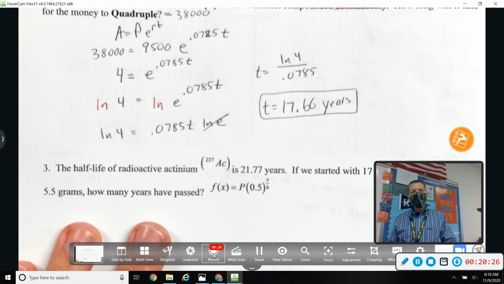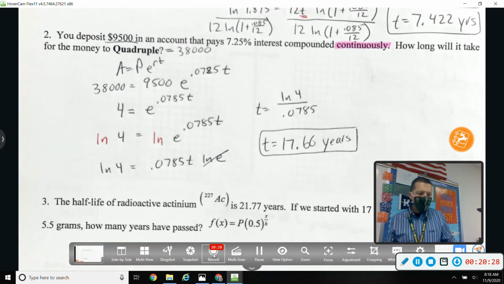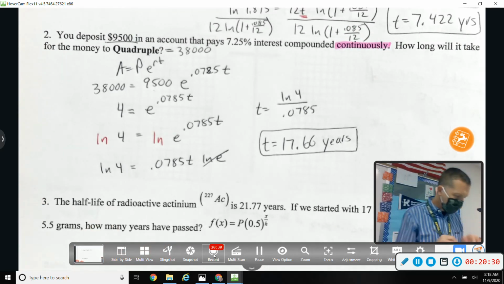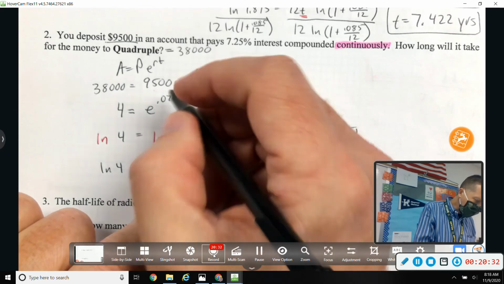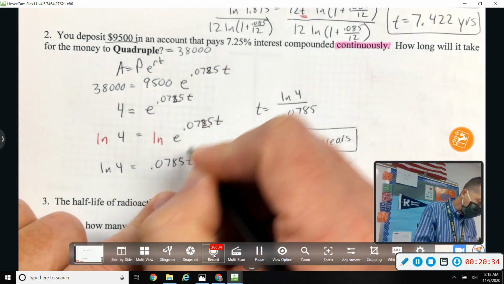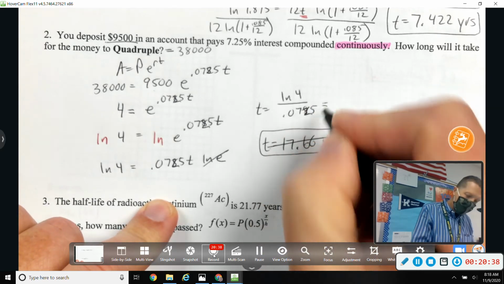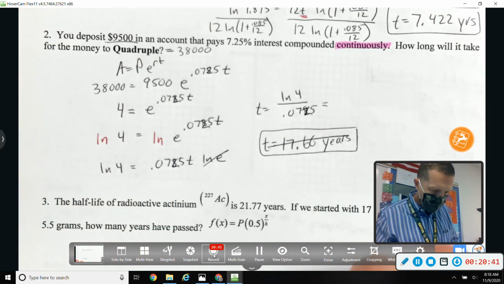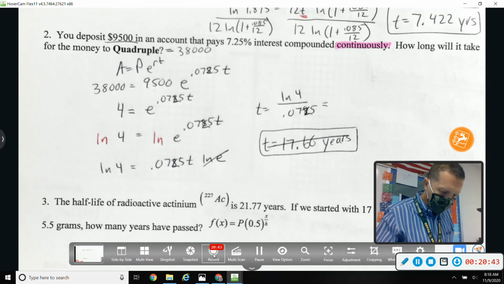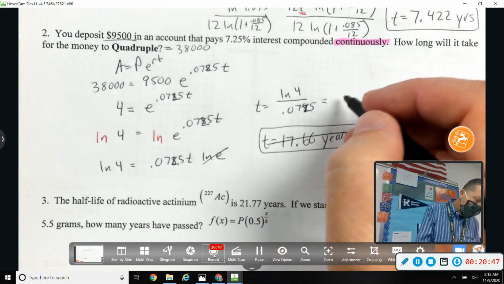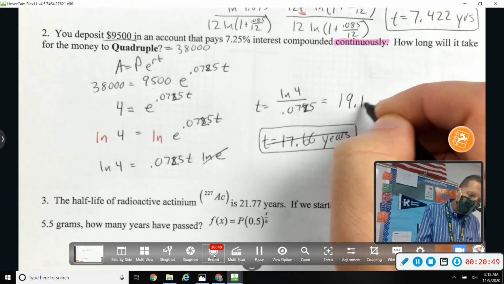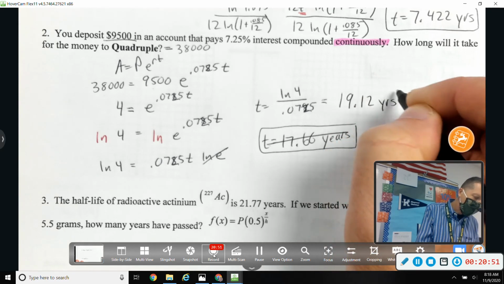Let's see, that's... Did I switch? Oh, I sure did. I messed up and then I wrote it down wrong the whole way through. It's 0.0725. So it actually will take 19.12 years.